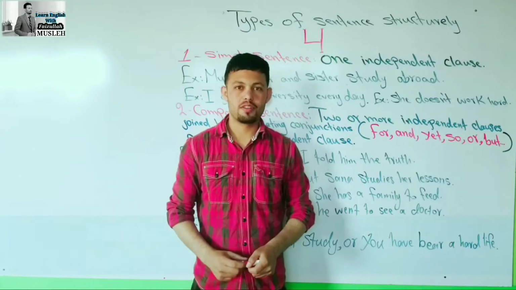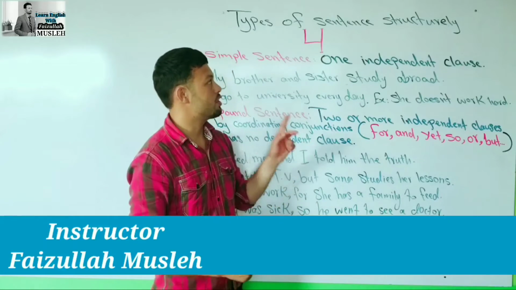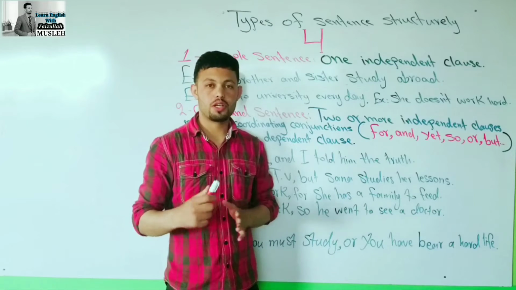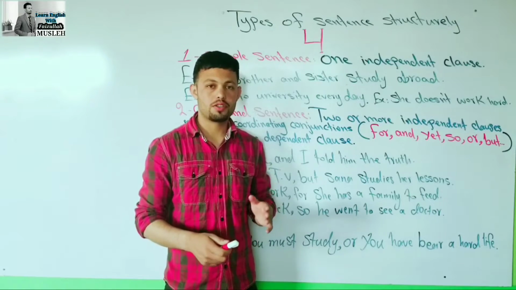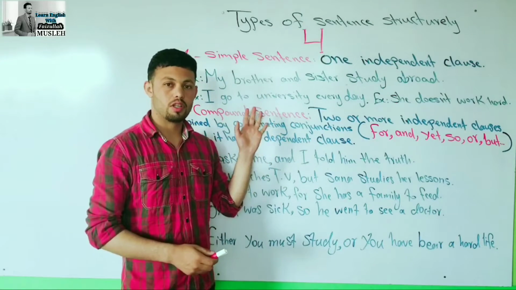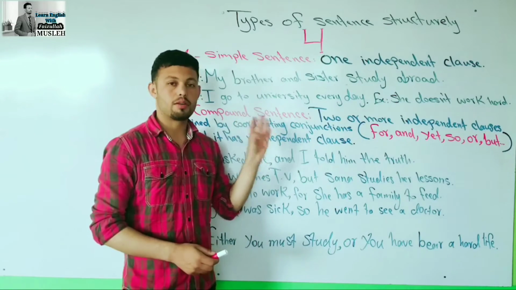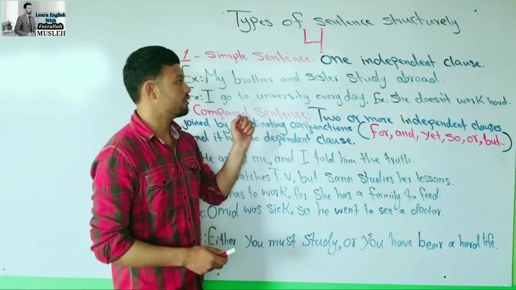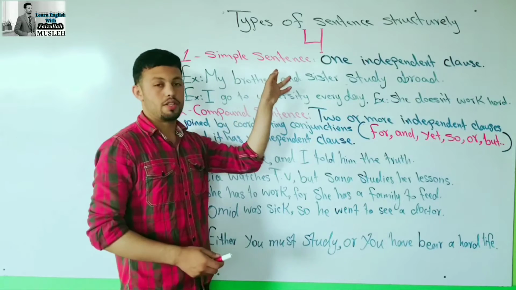Hi, my name is Faizullah Musleh, and today we are going to talk about types of sentence according to the structure. We have 4 types of sentence according to the structure in English language. They are simple sentence, compound sentence, complex sentence, and compound complex sentence. Now, let's start with simple sentence.